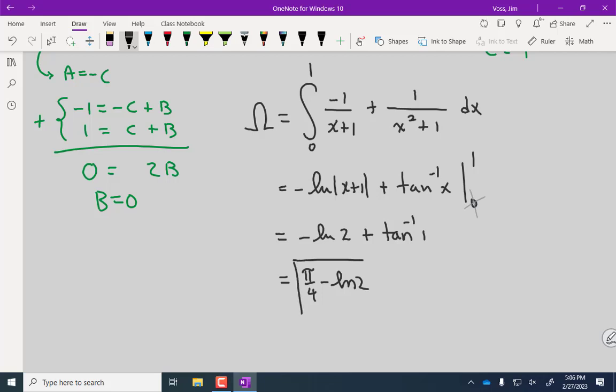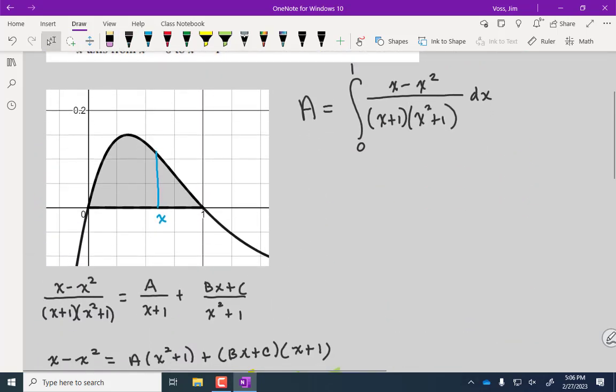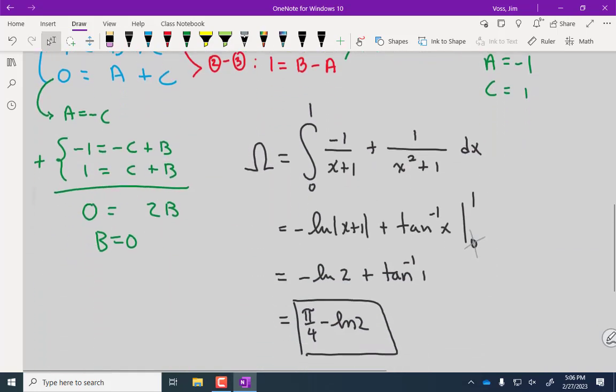Better be a positive number. Something's wrong. Is that a positive number? Hopefully. Natural log of 2, how much is natural log of 2? 0.8? Can't be that much. 0.69, so 0.7-ish, okay. And pi over 4 is more than that, so 0.09. Yeah, that's a very small area, huh? Oh, I guess that's 0.2 up there, so yeah, should be a little tiny area. All right, any questions on the integration?